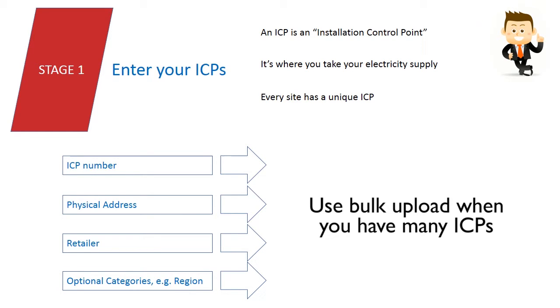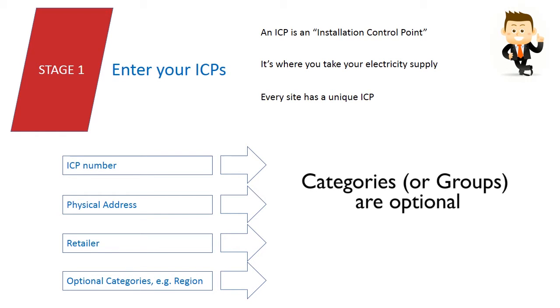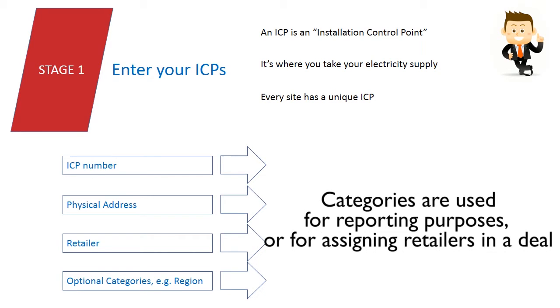You have the option to enter one or two categories of your choice and then to assign ICPs one or both of these categories. For example, you might assign each ICP a region corresponding to regional offices. These can be used later on in the deal selector. For example, you might want to have no more than 2 retailers supplying the ICPs in each region.